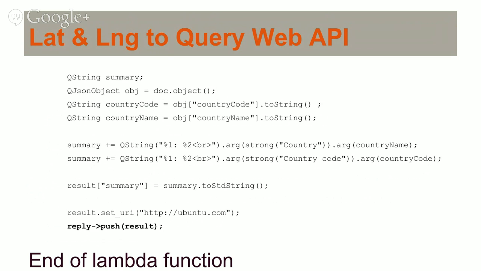Then I populate my summary string using the same approach as previously, and then in my result I populate the summary field with my summary string, set a URI, always required, and I push that result using the reply object that was passed into the lambda function. And that's the end of the lambda function. So there's a simple and straightforward, relatively simple, querying of a web API using the lambda function and pushing the result to the scope.